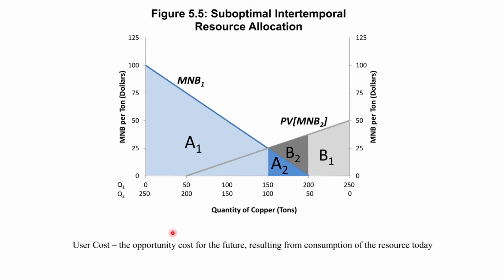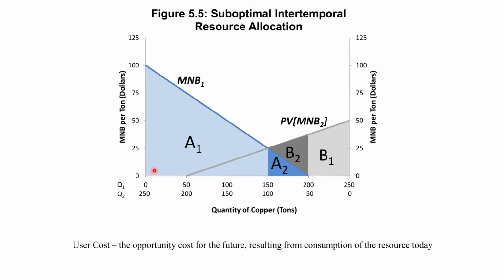Now to begin to think about a policy that we can implement, we need to introduce a new concept called user cost. User cost is just the opportunity cost for the future resulting from the consumption of the resource today. Basically, if the current period consumes anything that the second period might benefit from, then a user cost has occurred.